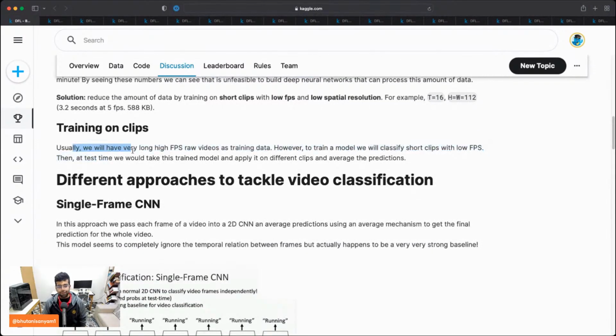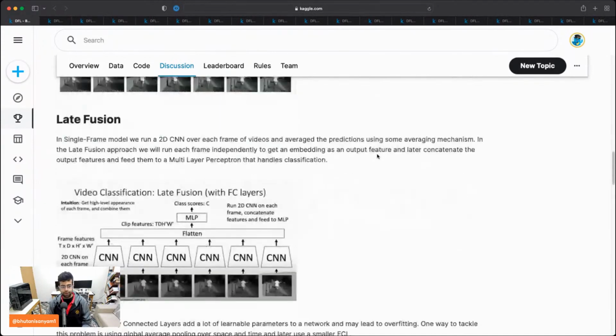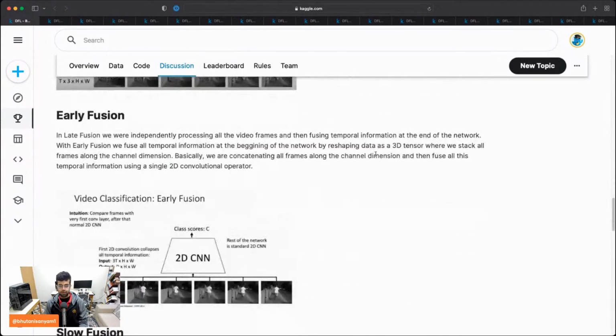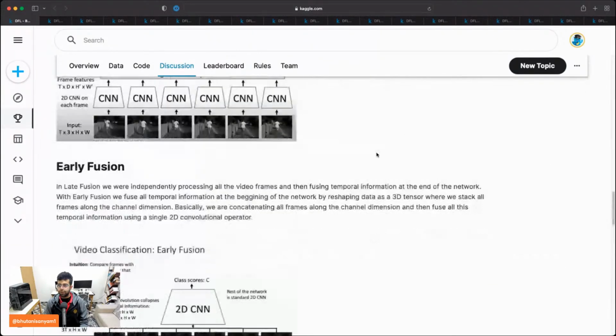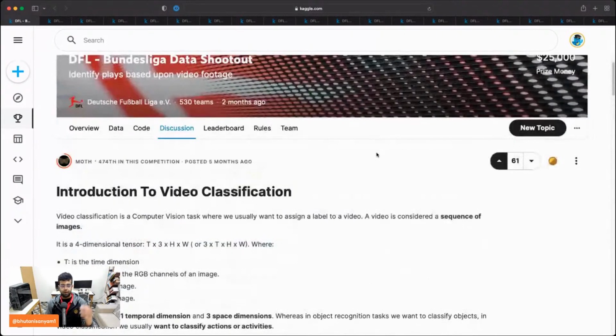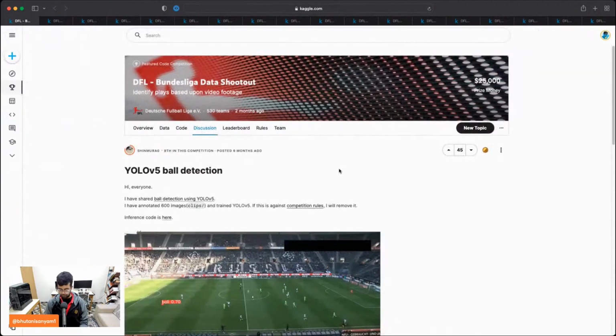Training on clips: usually we have very long, high FPS raw videos. However, to train a model, we will classify short clips with low FPS. Then at test time, we would take this trained model, apply it on different clips and average these predictions. He suggested some approaches around it: late fusion, CNNs, early fusion. I don't think a lot of these techniques were used during the competition, so I'll skip past that. But these are the challenges that involve working with videos.